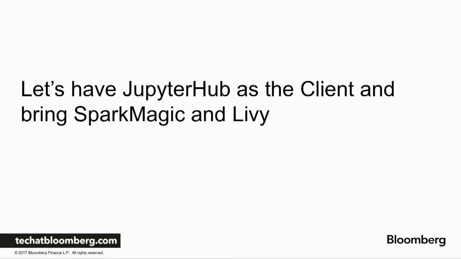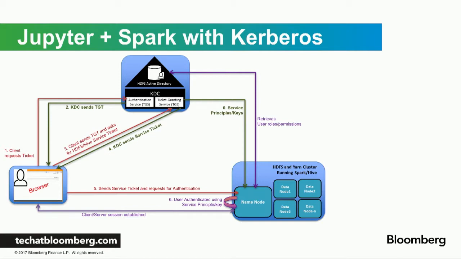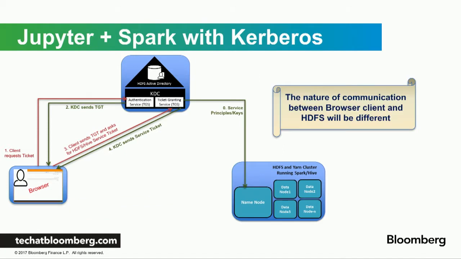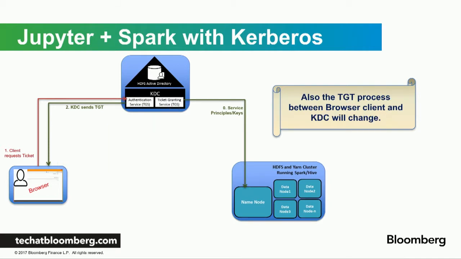Now let's have JupyterHub as a client instead of a traditional client, and bring Spark Magic and Livy into the picture and see what changes are required. Now, this is where we left off a couple of slides back. The first thing I did is change the traditional client to a browser, because JupyterHub is a web-based application. And that changes the communication pattern between the client and the Hadoop cluster. So I took away those communication links. Some of the other communication links I also took away, because the communication between the browser and the KDC is going to be different, since my client is now a web client.